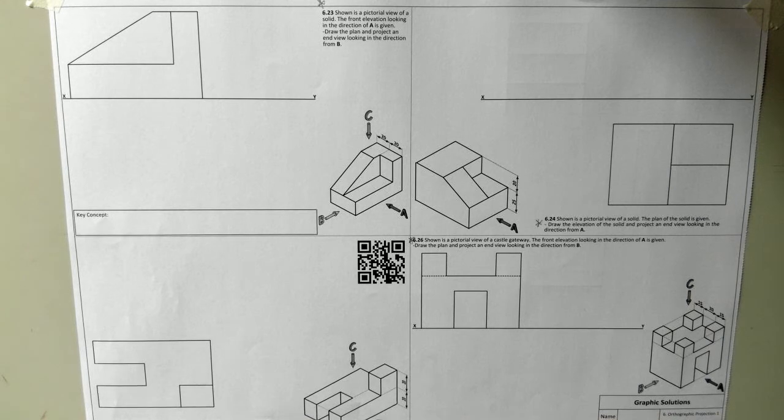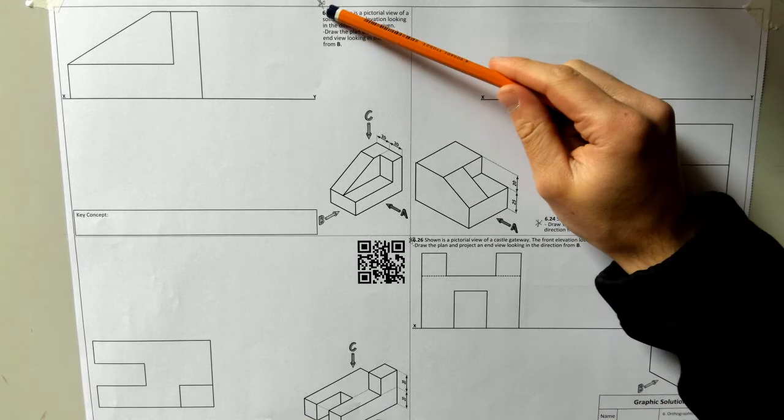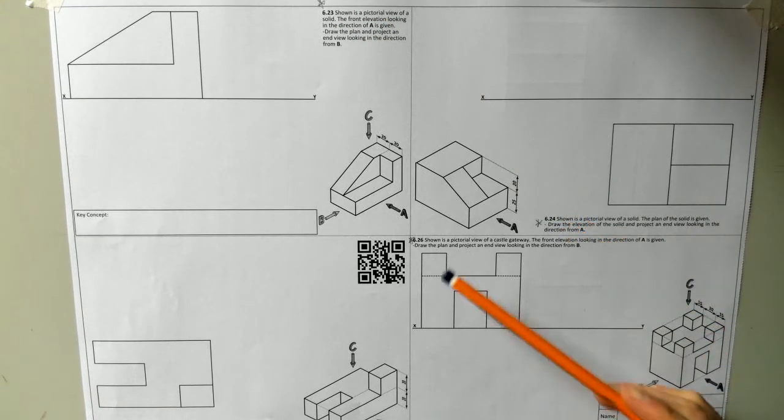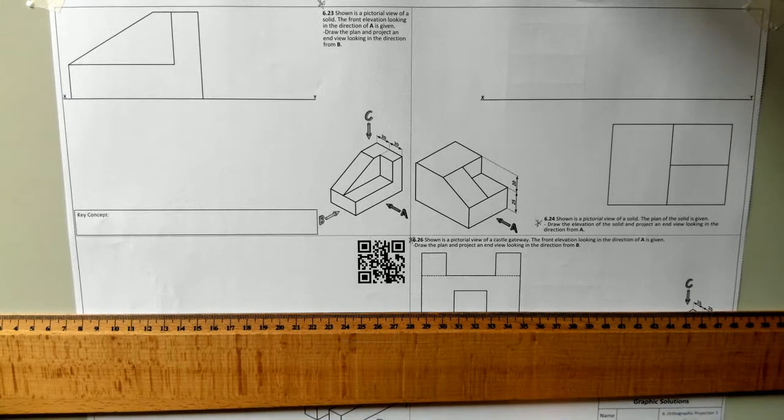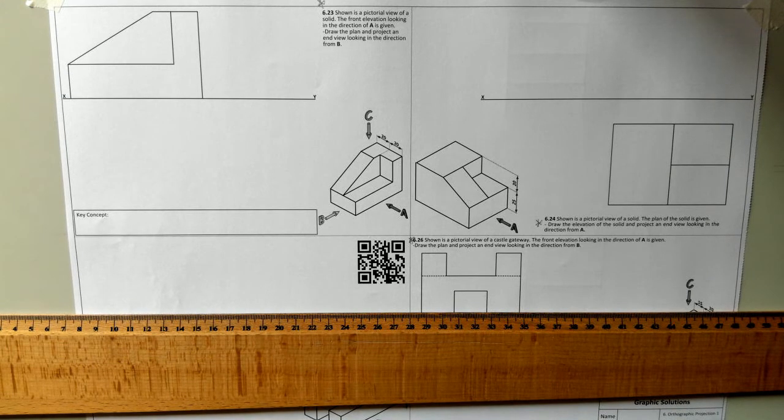So on page 54, we're going to look at activity 6.23, 6.24 and then just 6.26. So for 6.23 it tells us, shown is a pictorial view of a solid. The front elevation looking in the direction of A is given. Draw the plan and project an end view looking in the direction from B.